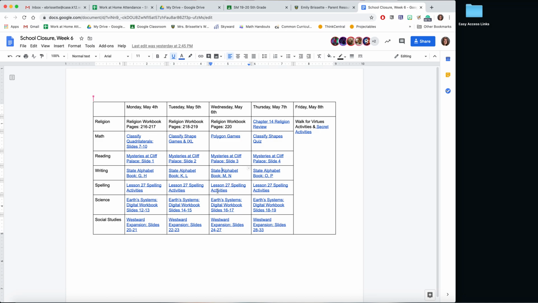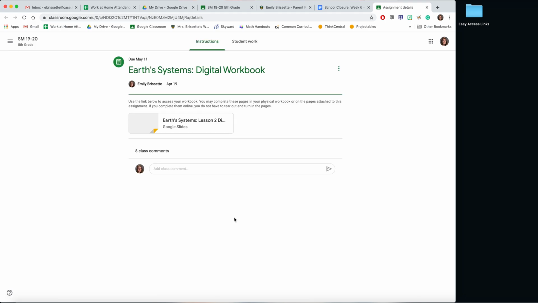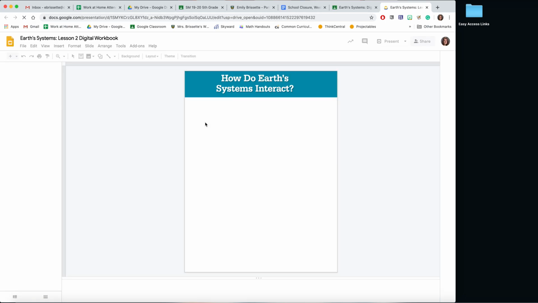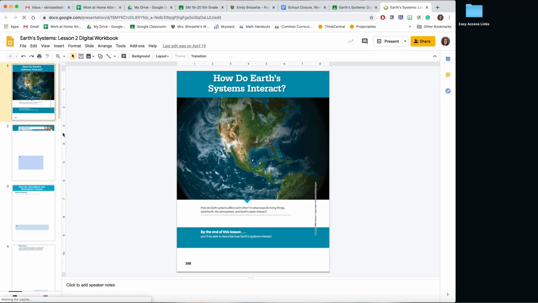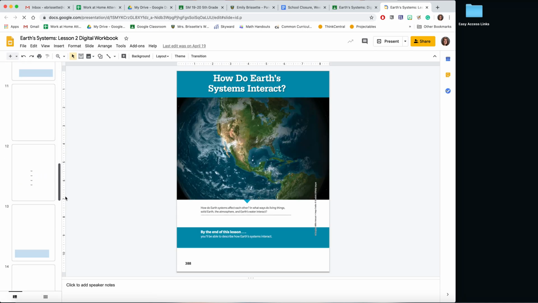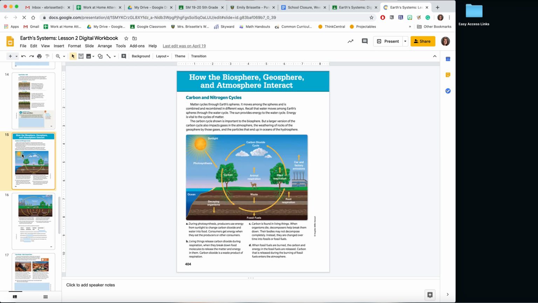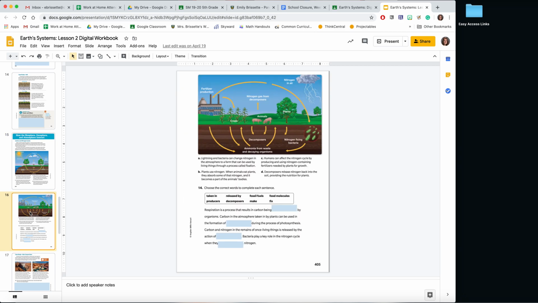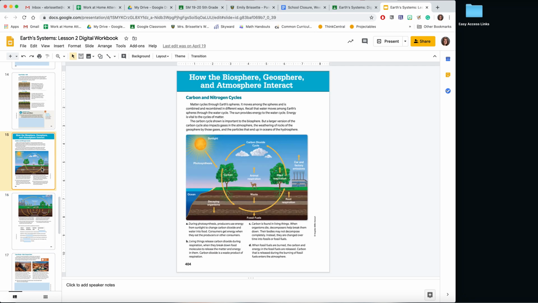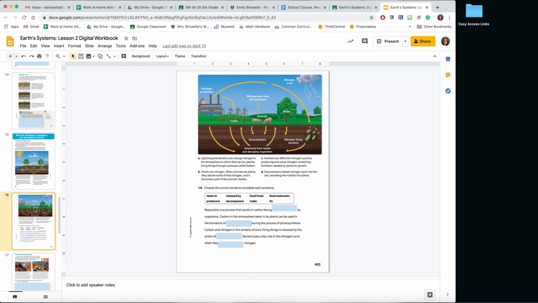For lesson 27, you've got some activities to complete. For science, pages 16 and 17 are the 2 we're working on today. We read a little bit about the carbon and nitrogen cycles. We're going to continue, and this is working with the nitrogen cycle. So this one looks like it's more focusing just on the carbon and carbon dioxide cycle, and then we're focusing just on the nitrogen cycle here.